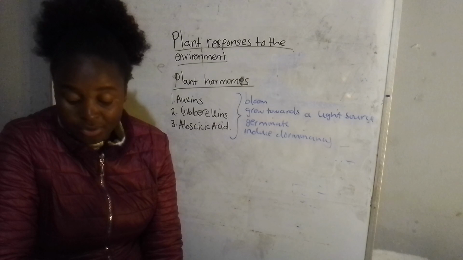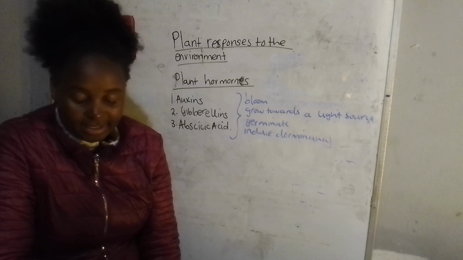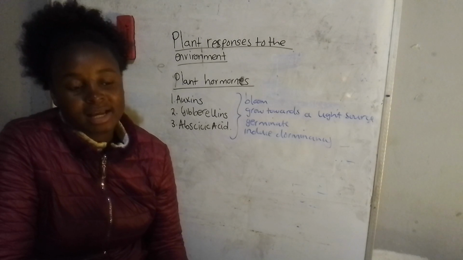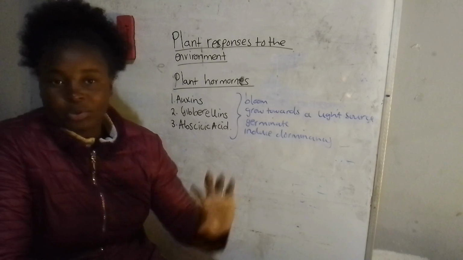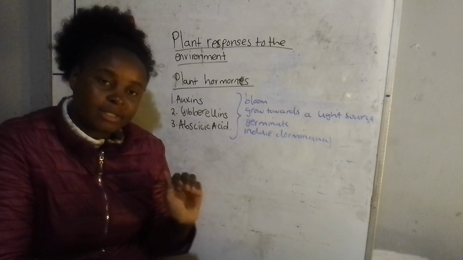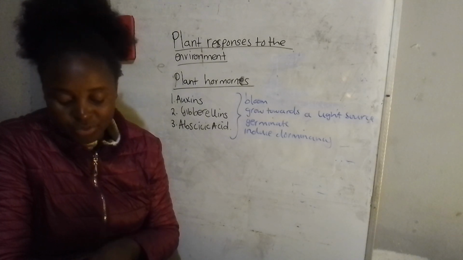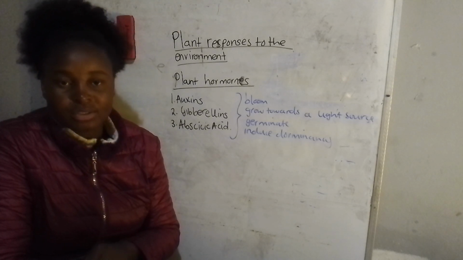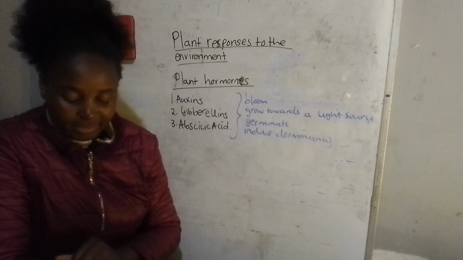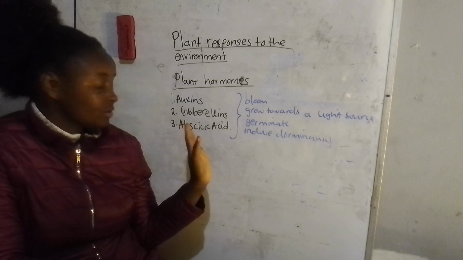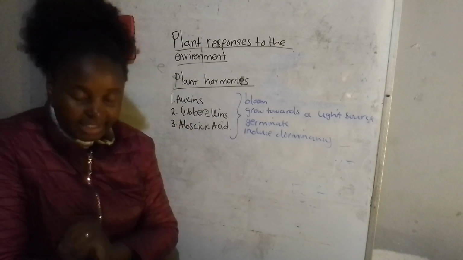these are not true hormones because they actually work in the part where they are produced. Remember, when we looked at hormones in animals, they were produced by a certain gland and then they were sent to target organs. But in this case, they function where they are produced. So these hormones, we call them the plant growth hormones. So we have three of them that we need to focus on according to exam guidelines.